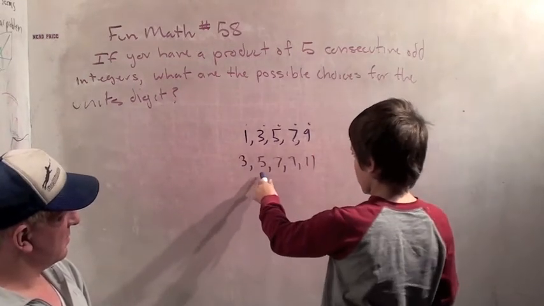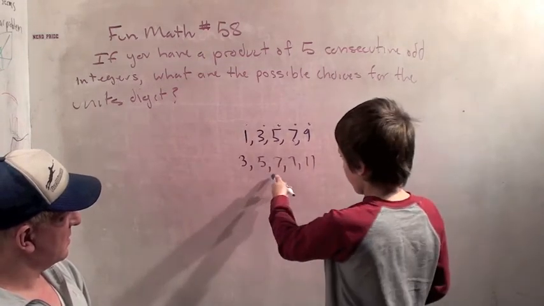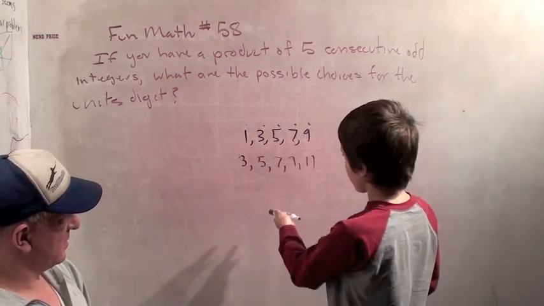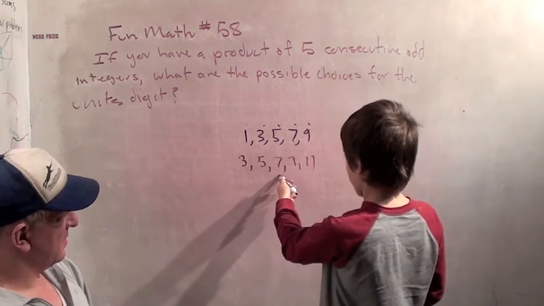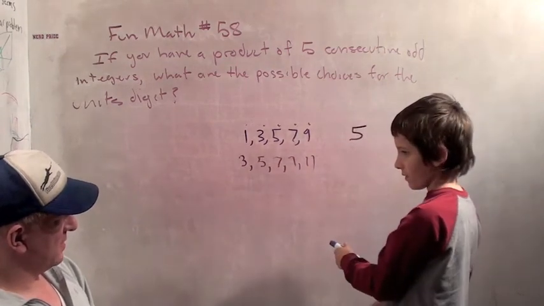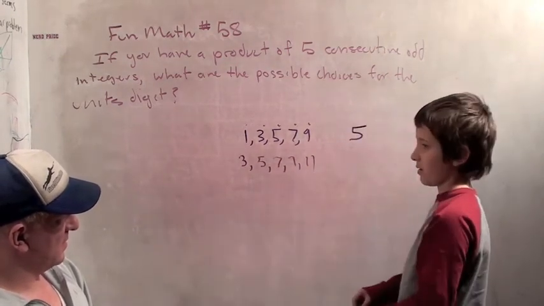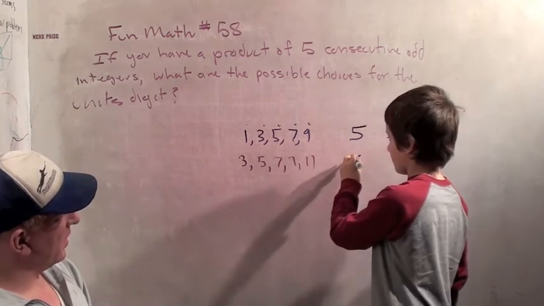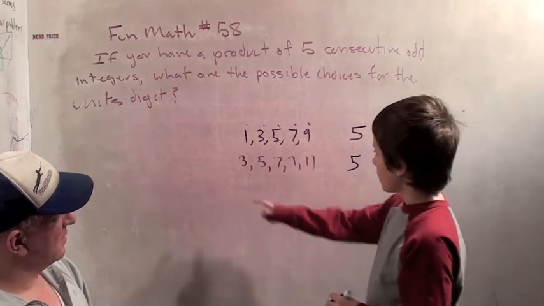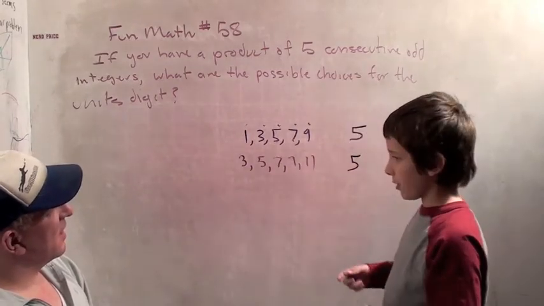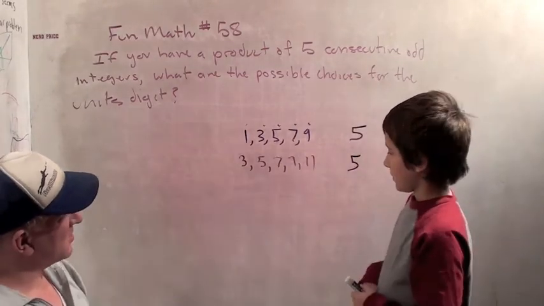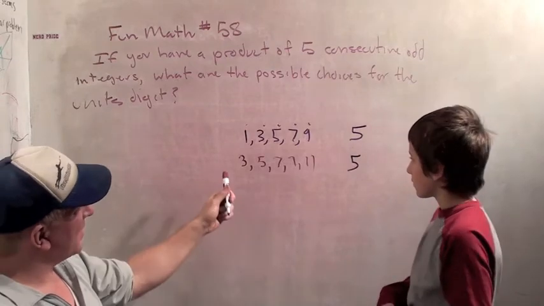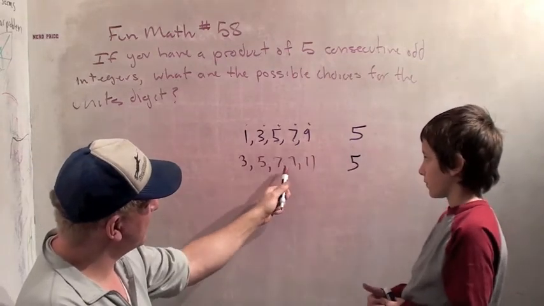3 times 5 ends in a 5. 5 times 7 ends in a 5. 5 times 9 ends in a 5. And times that by 11, it still ends in a 5. So what's the units digit of the product? 5. Why do you think that is? Well, you still got the same units digits, just scrambled up. Interesting. I still have a 1, 3, 5, 7, 9.